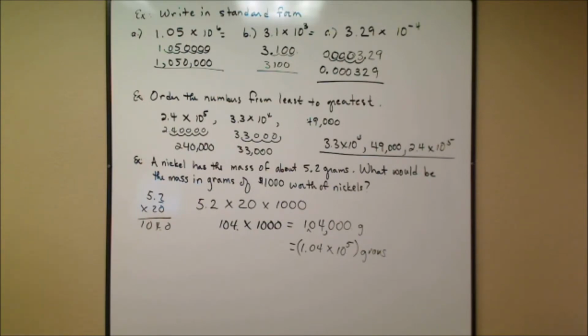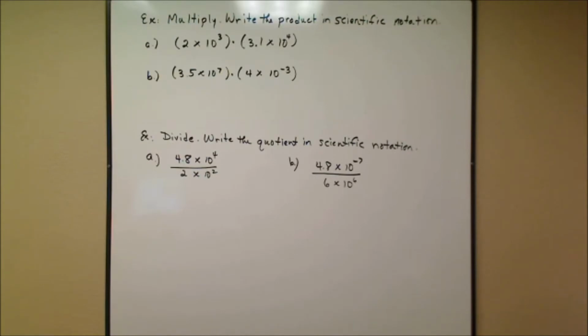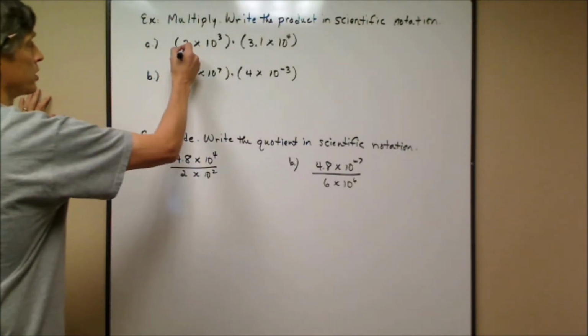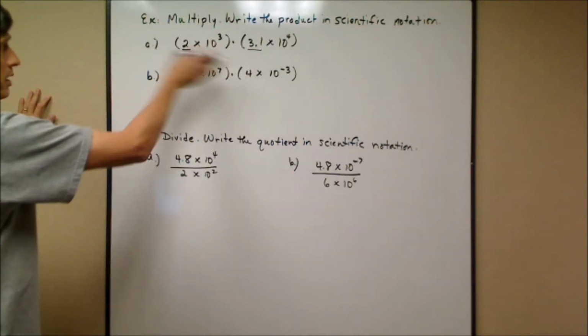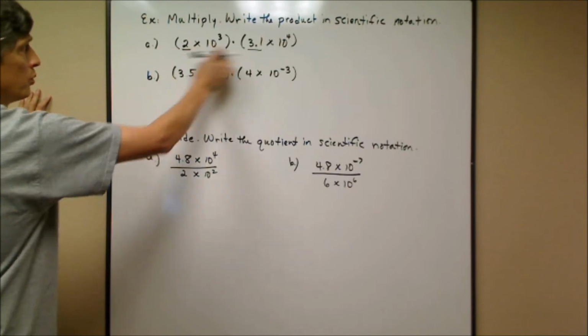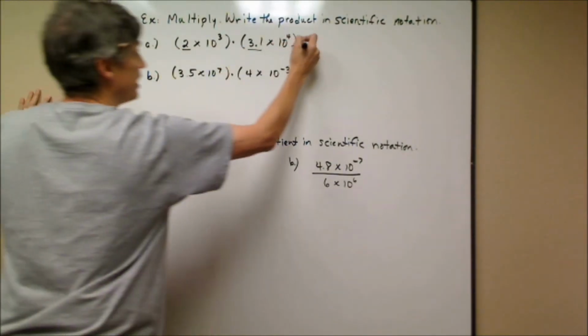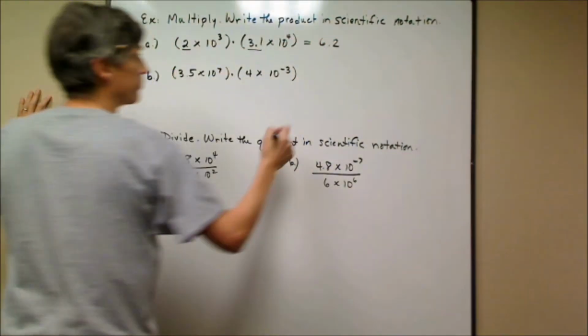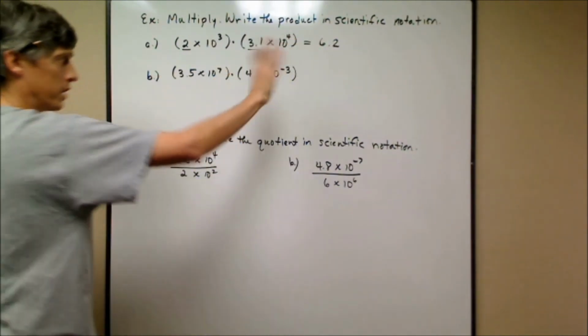Now, I mentioned at the very beginning of the lesson that you can also use numbers in scientific notation to multiply and to divide. So I'm going to show you a couple of examples of each. To multiply two numbers that are in scientific notation, you multiply the two parts that are the numbers between 1 and 10, that can equal 1 but not 10. You multiply these two values first. 2 times 3.1 is 6.2. Now that's a number between 1 and 10, so that's good.